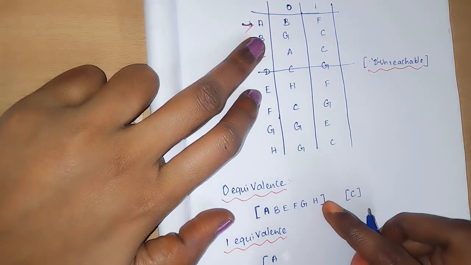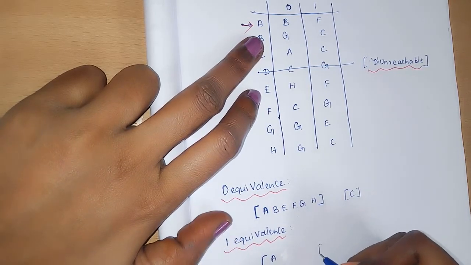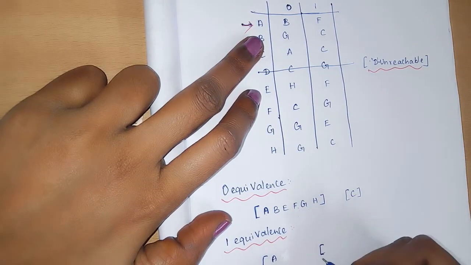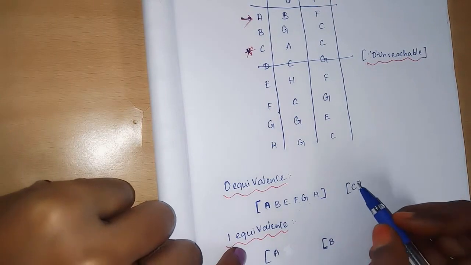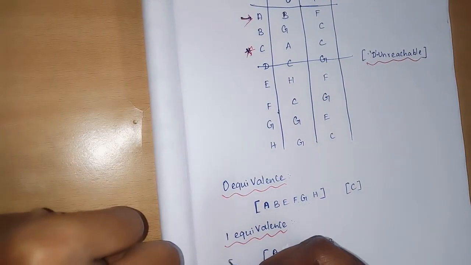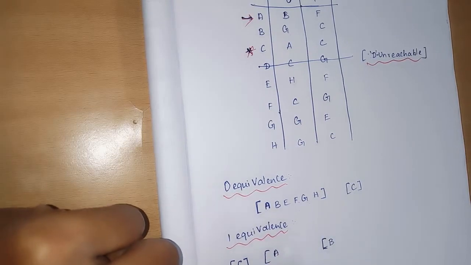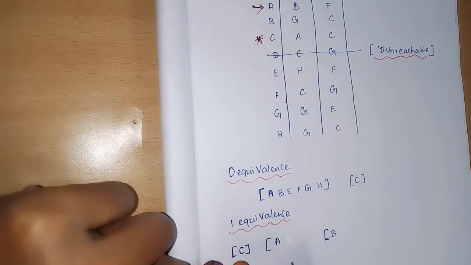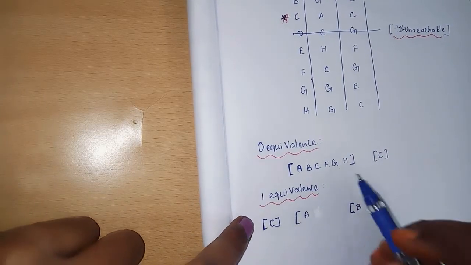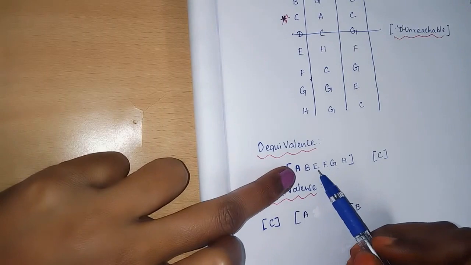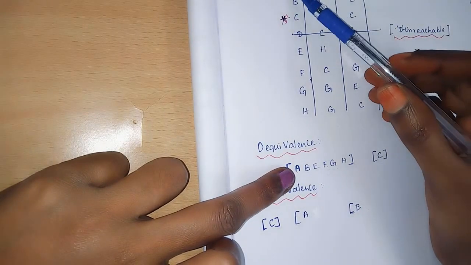So obviously A and B are not one equivalent, so just separate them here. Whenever you have the final state, you just keep it over here. It should not be split anymore, so this C should never be touched. After that you go for AE. You have to find the equivalence of AE. What is the equivalence of AE?